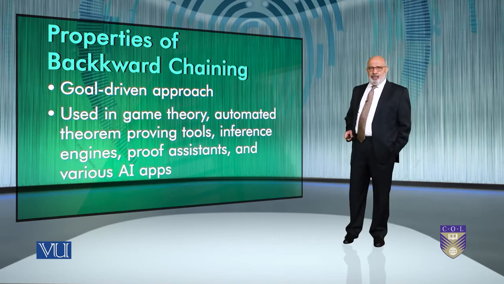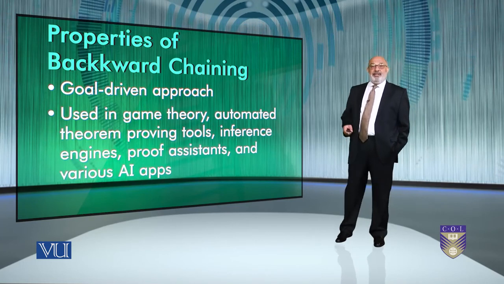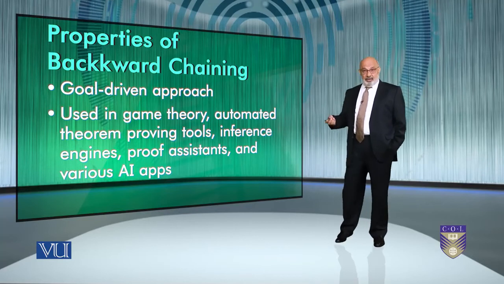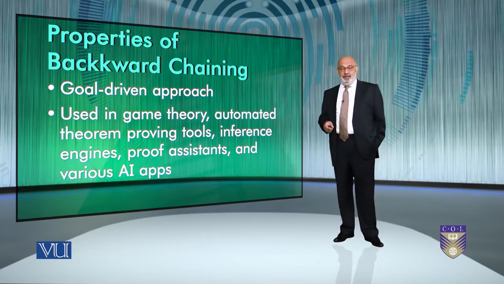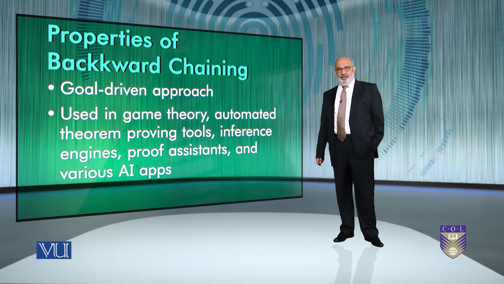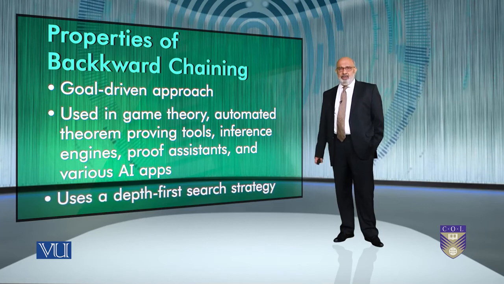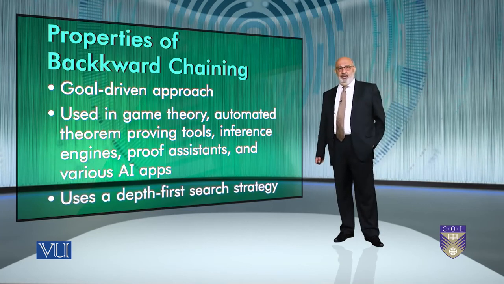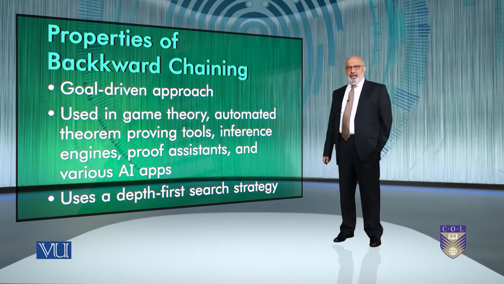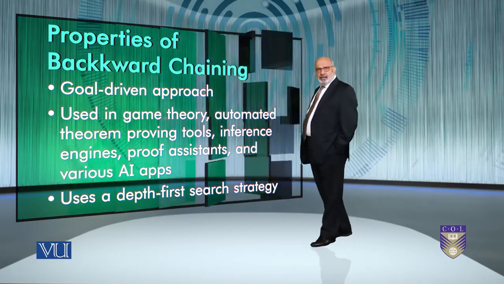Typically, backward chaining is used in game theory, automated theorem proving tools, inference engines, of course, proof assistants, and various other AI applications. The backward chaining method is mostly used as a depth-first strategy for proving. So what we learned are two basic things: forward chaining and backward chaining in terms of the rules. And these form a very strong basis on which expert systems have been built.